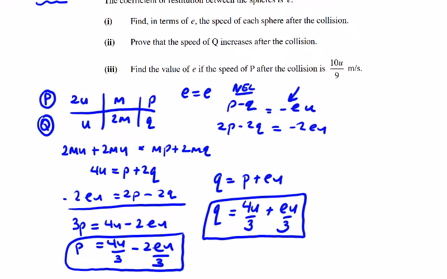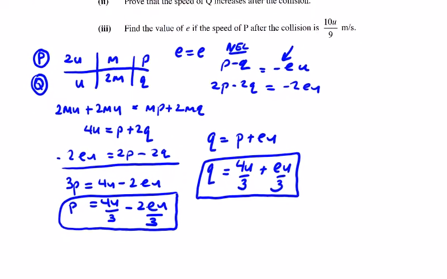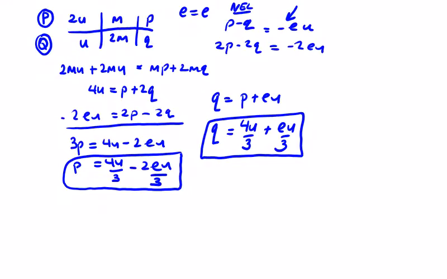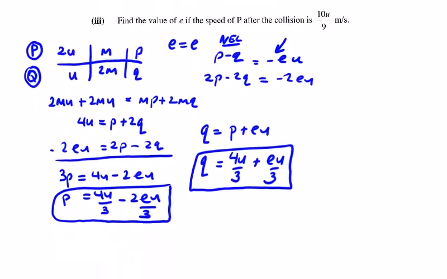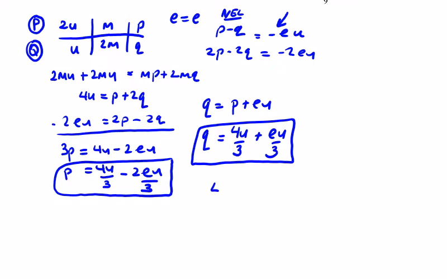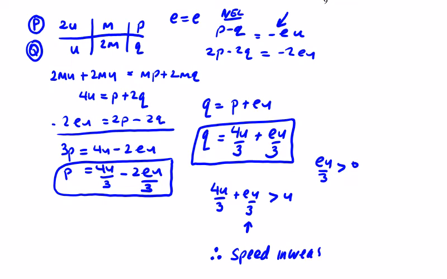Speeds afterwards. Prove that the speed of q increases after the collision. So q, the speed was u, so is 4u over 3 plus eu over 3 greater than u? Well, 4/3 of u is greater than u, and this eu over 3 is greater than 0. Therefore, speed increases.